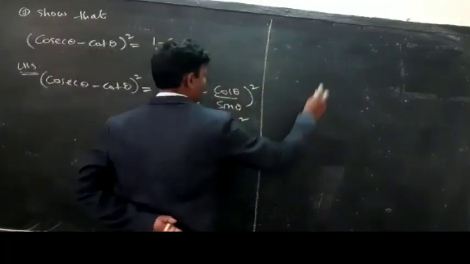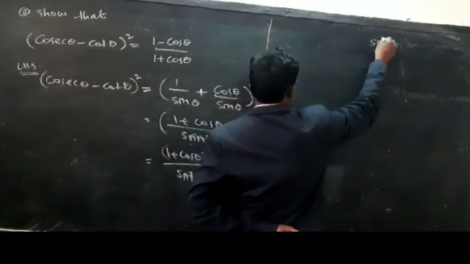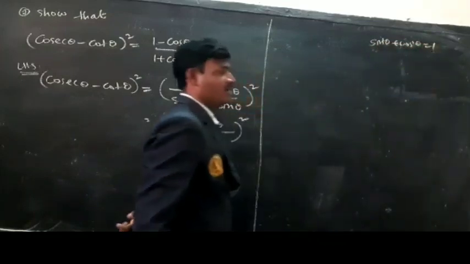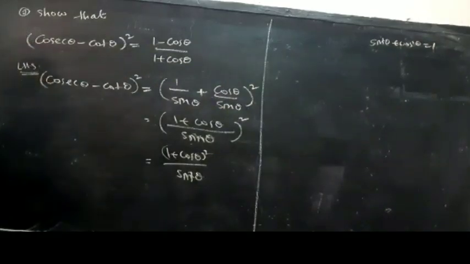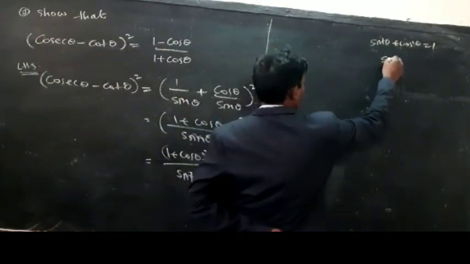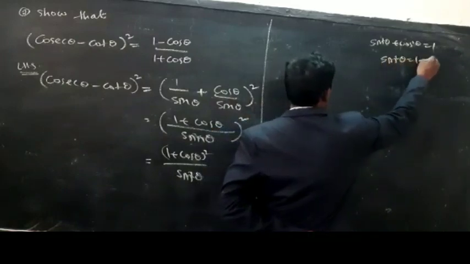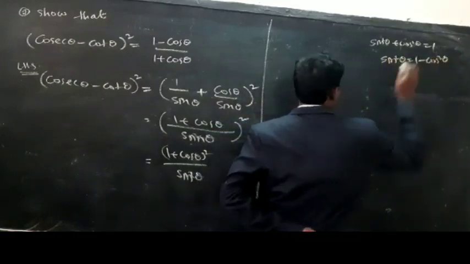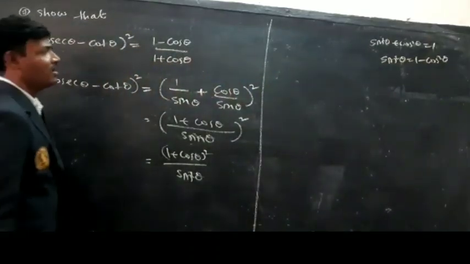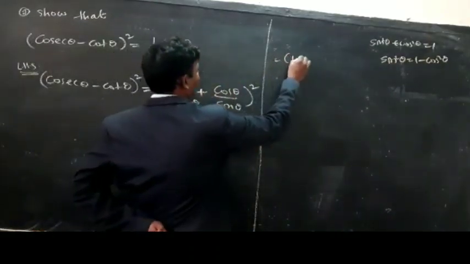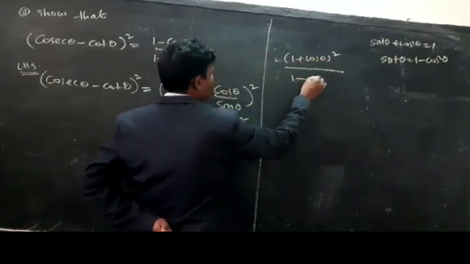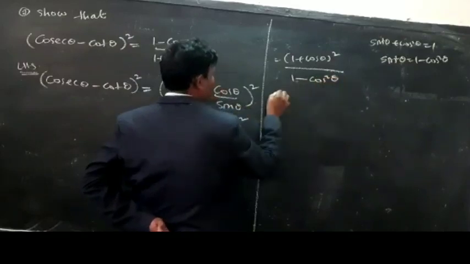According to the first identity, what is the first identity? Sin square theta plus cos square theta is equal to 1. From that, sin square theta we can write as 1 minus cos square theta. It is nothing but (1 plus cos theta) whole square by (1 minus cos square theta).